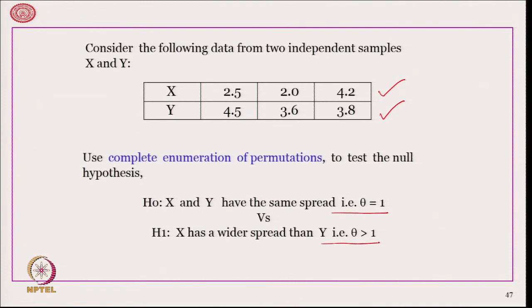Why? Because if we look at this, we feel that X has more spread, it is going from 2 to 4.2, on the other hand the spread of Y is less. Therefore, the valid alternative to test is whether X has a wider spread than Y or not.